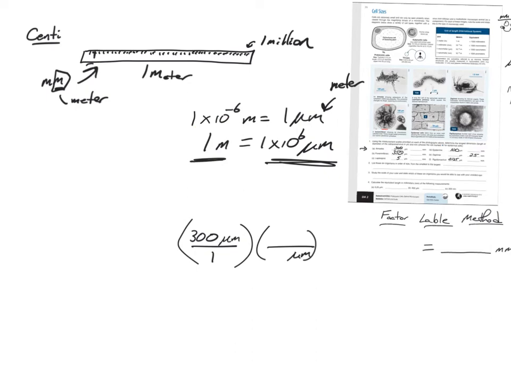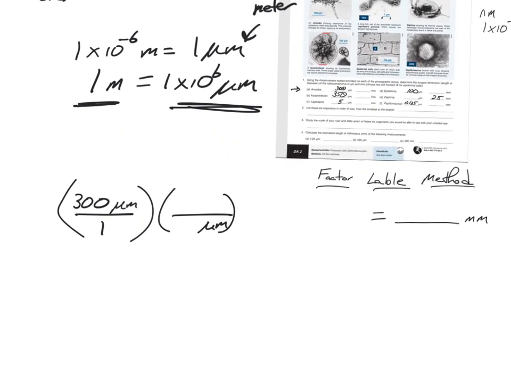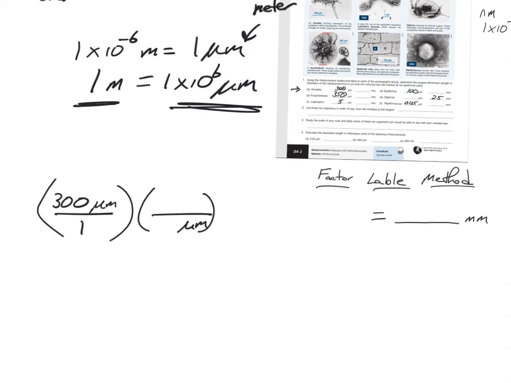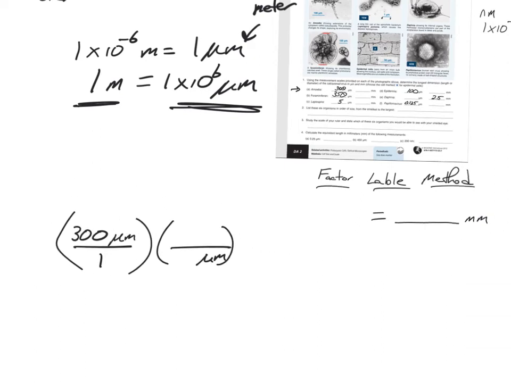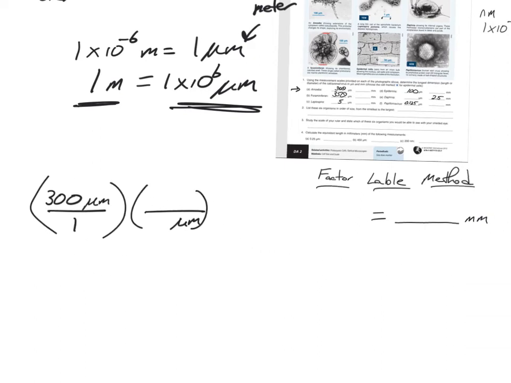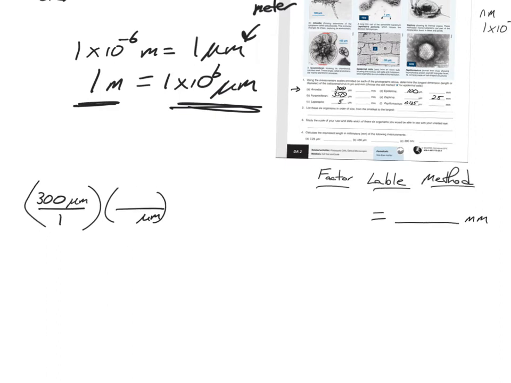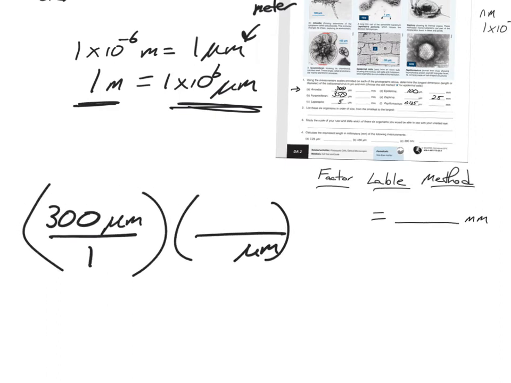All right. So, like, here, if I took this 300, and I'm trying to get to millimeter, and I put micrometer at the bottom, what am I going to put at the top? If I'm going to multiply this, I can multiply this number by 1. Is that correct?